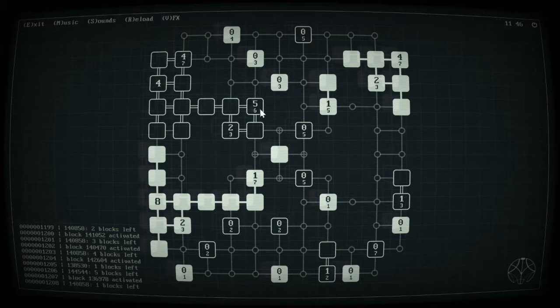Okay, so there's one more piece that needs to be on this one. Four. Nah, I can't even go that way yet. See, if I put this one here, this gets two.